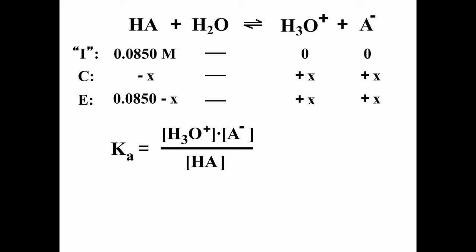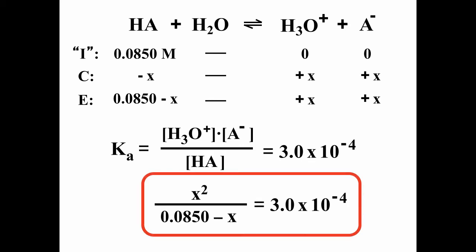And then this is a fairly standard acid-base calculation, but we're having a K sub A rather than just a generic K. And so K sub A is H3O plus times A minus concentrations divided by HA concentration, all at equilibrium, of course. And then we know that this ratio is equal to 3.0 times 10 to the minus fourth because we looked up the K sub A for acetylsalicylic acid.